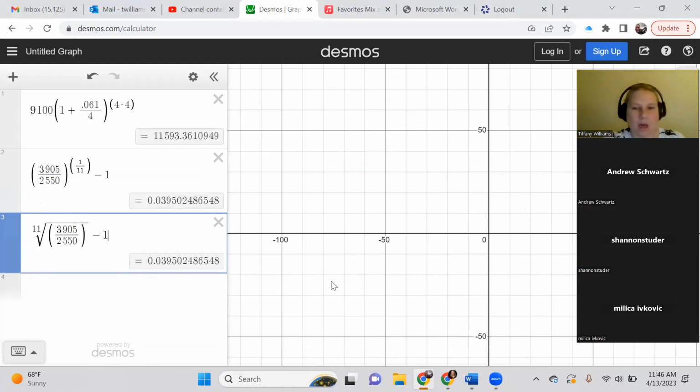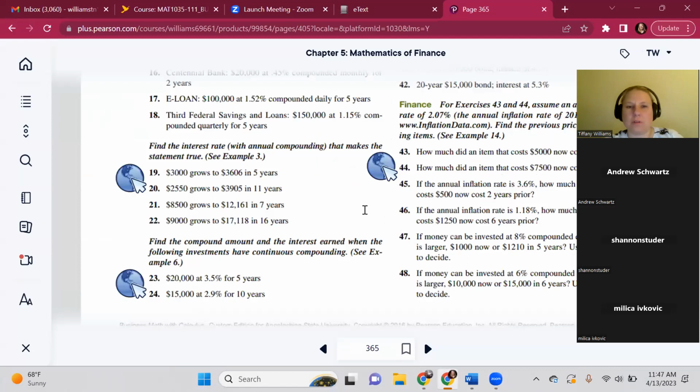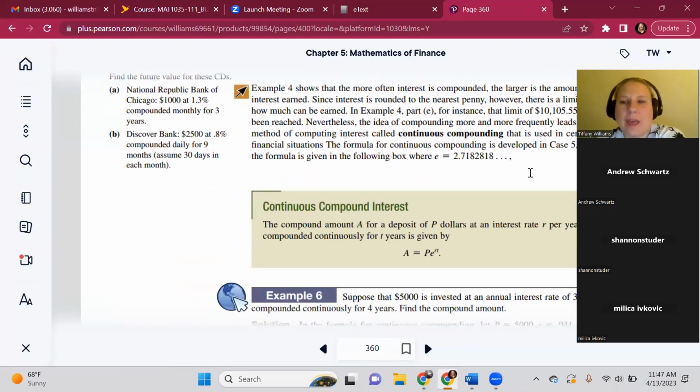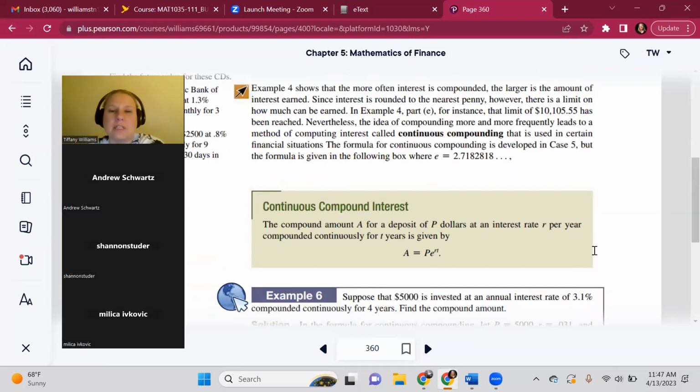All right, cool. Let's go back to our ebook here. Where's my ebook? And I am going to go to page 360. So there's another formula I want us to look at. So we have something called continuous compound interest. Continuous compound interest is the compound amount A for a deposit of P dollars at an interest rate R per year, compounded continuously for T years, is given by A equals PE to the RT. You've probably heard this formula called PERT.